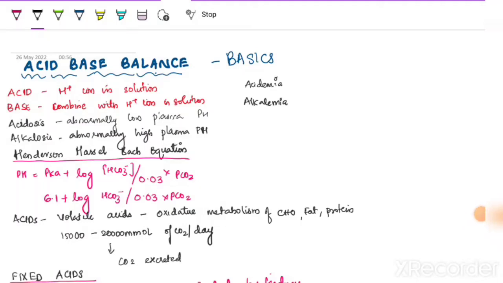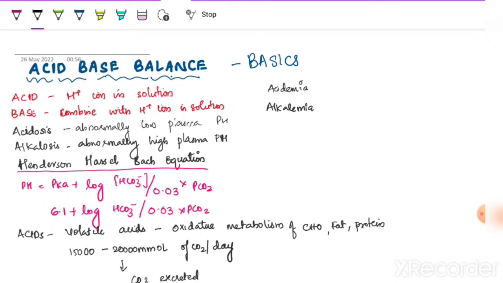Good morning. Now I have come with a new topic, that is acid base balance, and it will be dealt in a few parts. This is the first part, that is the basics of acid base balance. Now, first of all, acids and bases. We should understand what are acids and what are bases.